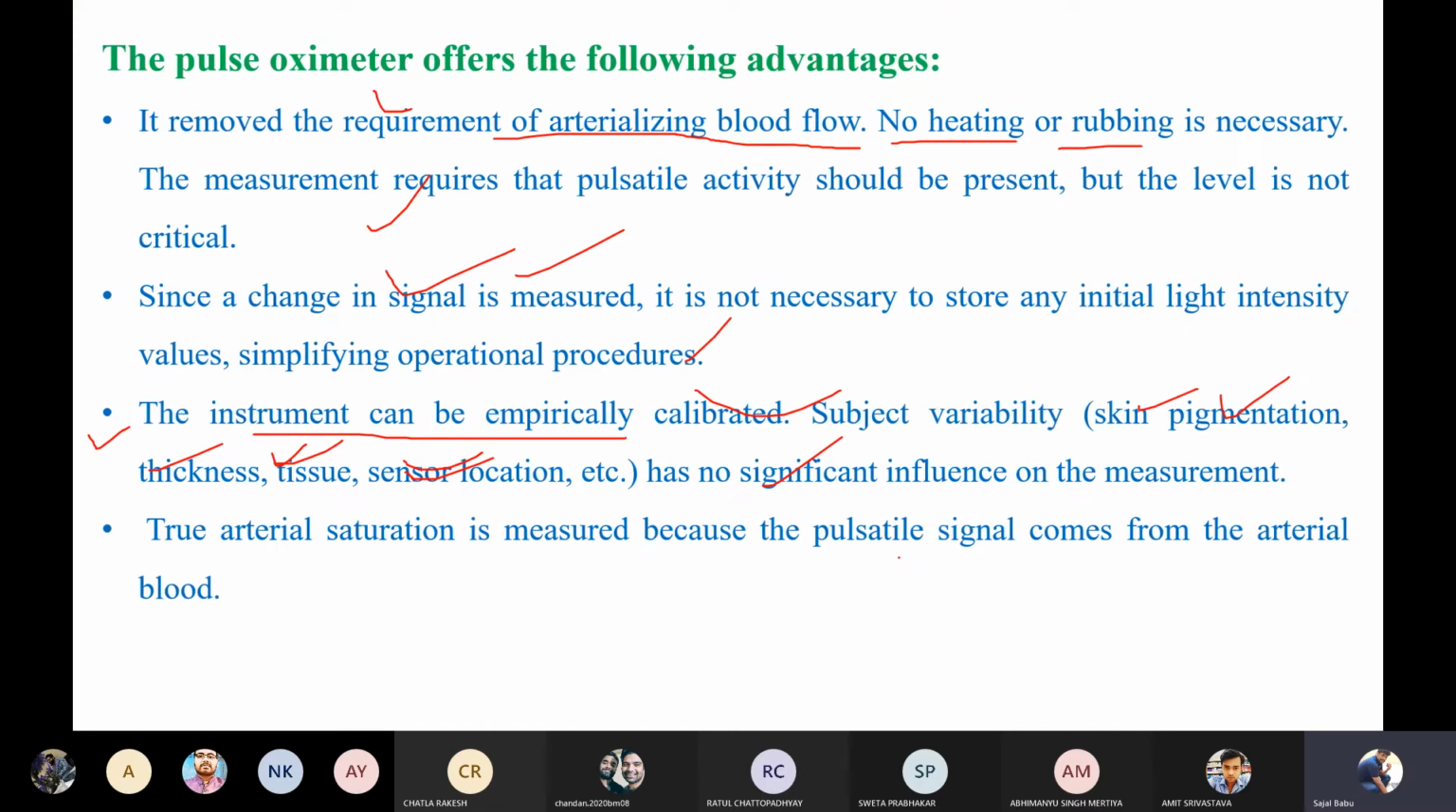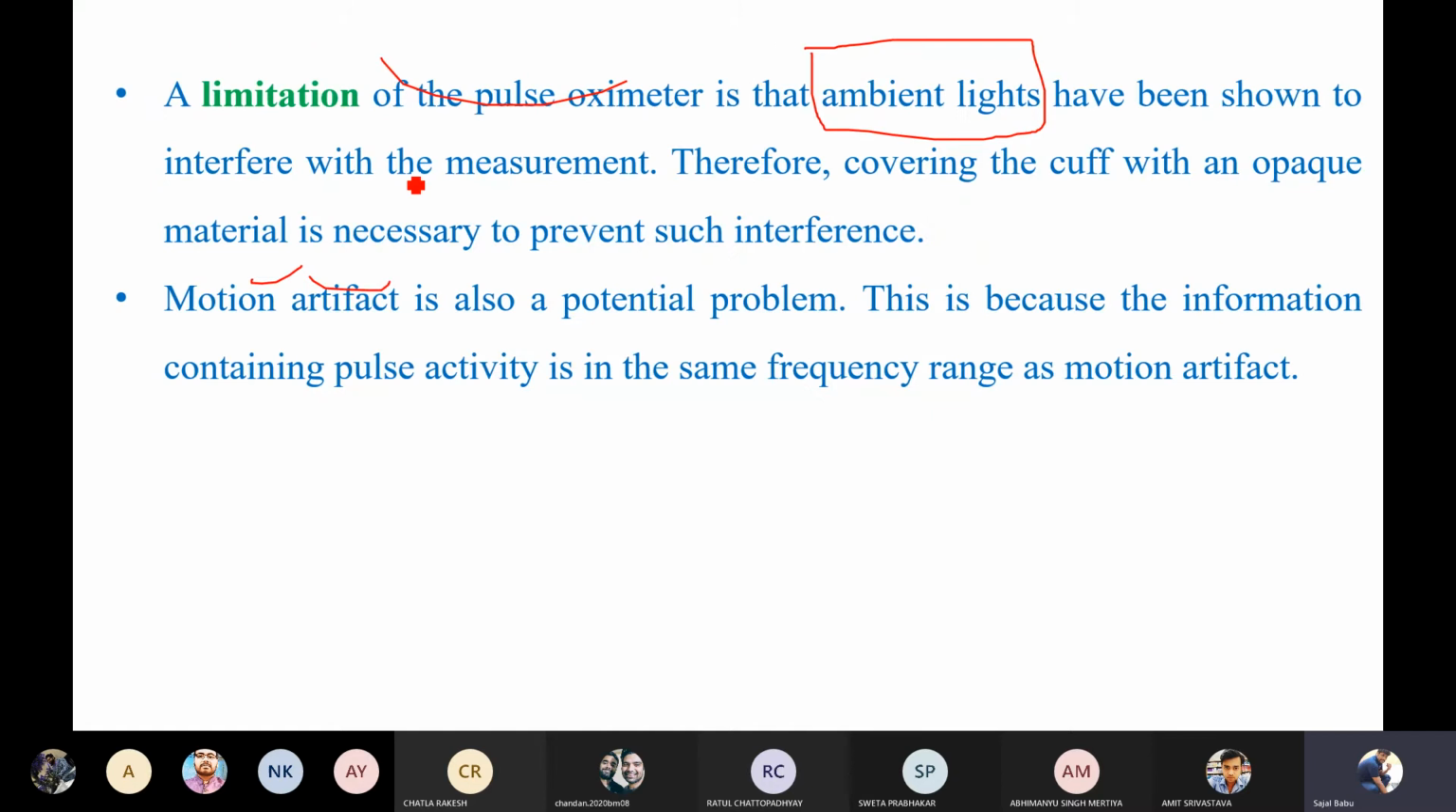So the limitations are only two. One is that outside ambient light may affect your pulse oximeter, so you have to cover it when taking the reading. That's why it is designed as a clip, so that there is no effect. The other is that if you move the finger, motion artifacts may affect your reading. Have you understood the advantages and the limitations so far?